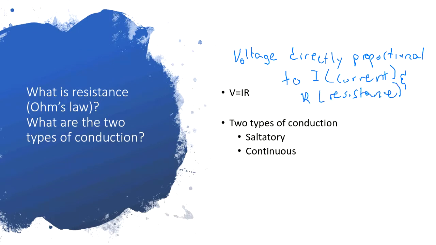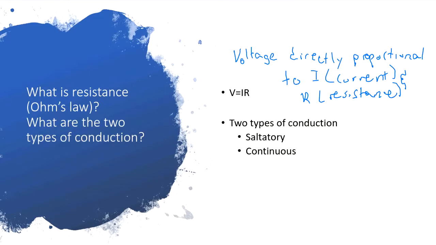So what does this mean? It just means that if current goes up, voltage goes up. If resistance goes up, voltage goes up. If on the opposite side of that, if current goes down, voltage goes down. If resistance goes down, voltage goes down. Just know that relationship, okay? They're just directly proportional.